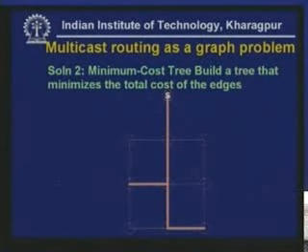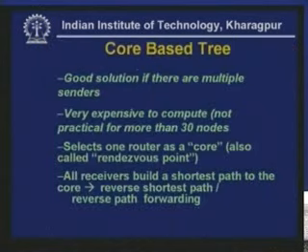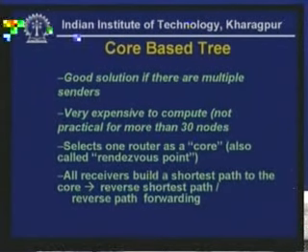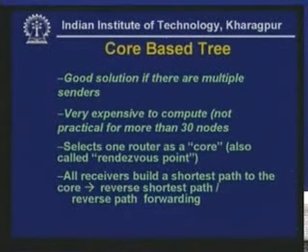This is of course very difficult to compute. People try to compute something close to this, and that is called a core based tree. It is a good solution if there are multiple senders. So instead of keeping one source based tree, we keep one core based tree, but it is very expensive to compute, not practical for more than 30 nodes. This is a very good solution.